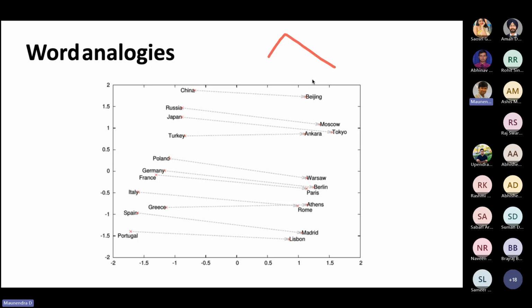Now this is called extrinsic evaluation. You need additional data to find the quality of the word representation schemes, right?